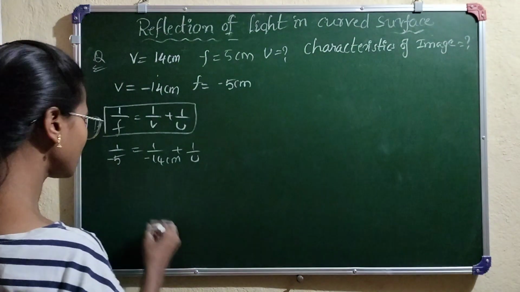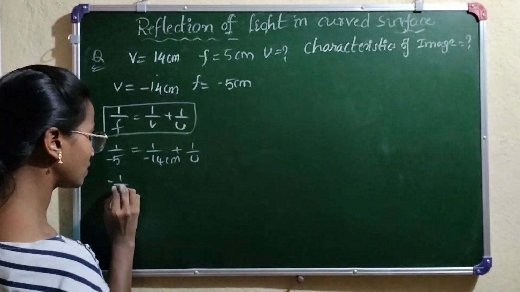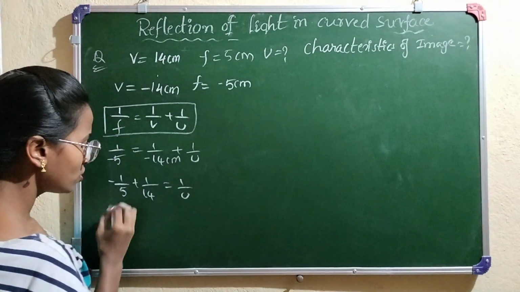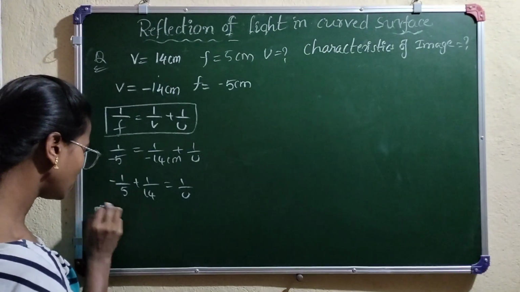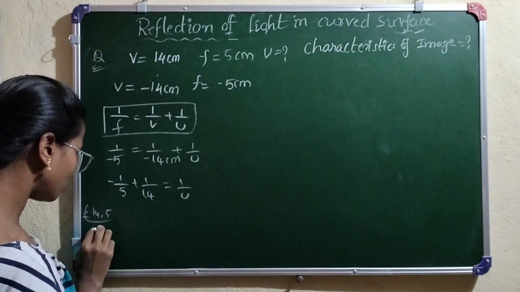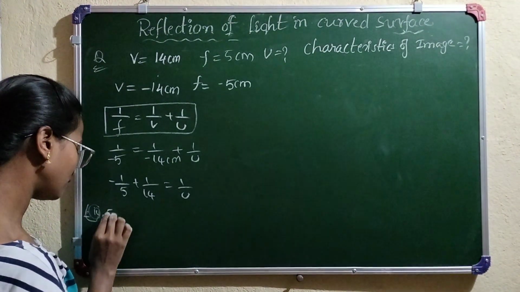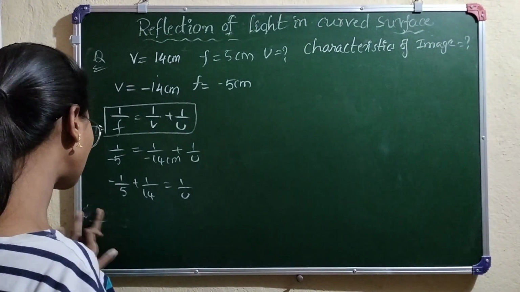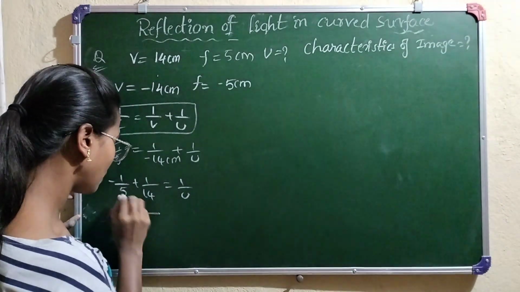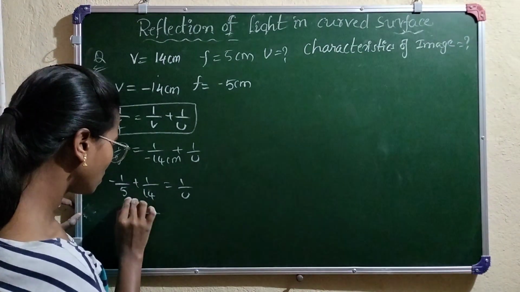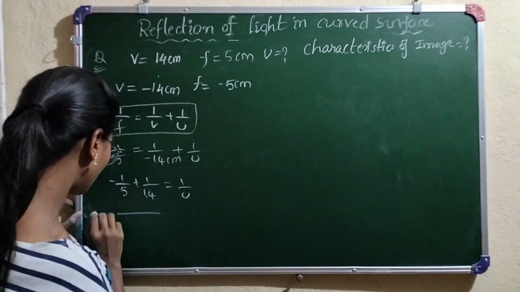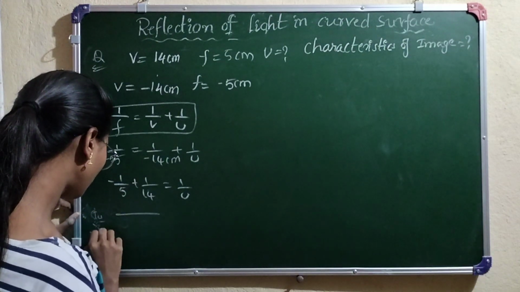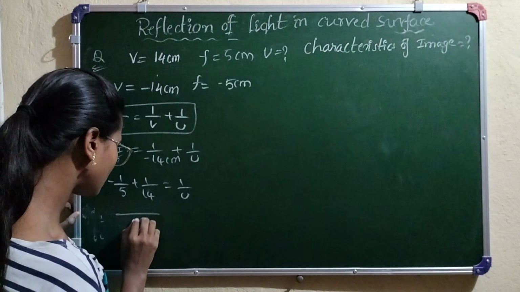So I am taking minus 1 by 5 plus 1 by 14 is equal to 1 by U. For 14 and 5, one is even and the other is a prime number, so they will not share a common table. So directly, 5 times 14 is 70... okay, 14 fives are 70. Am I clear?